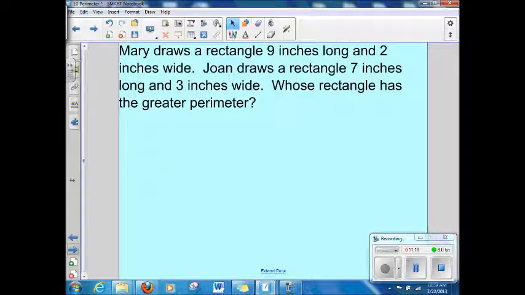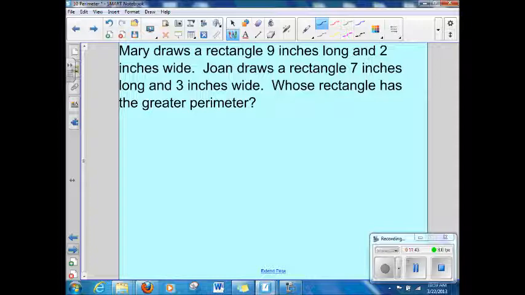Hey, I've got one more for you. Mary draws a rectangle that's 9 inches long and 2 inches wide. Joan draws a rectangle 7 inches long and 3 inches wide. Whose rectangle has the greater perimeter? Oh, Mary's probably thinking she's got a greater perimeter, and Joan's thinking that she's got a greater perimeter. I can just imagine their conversation. My perimeter is greater than yours. No, it's not.